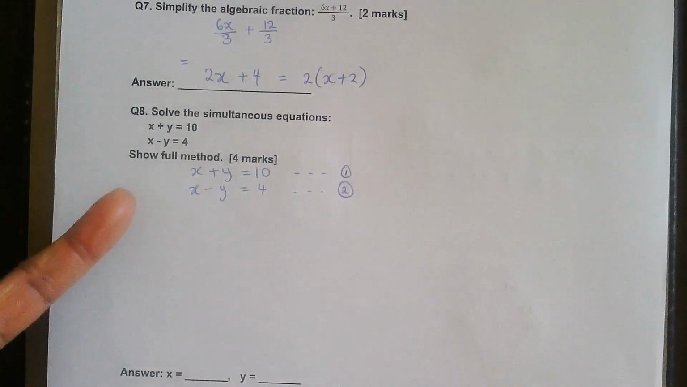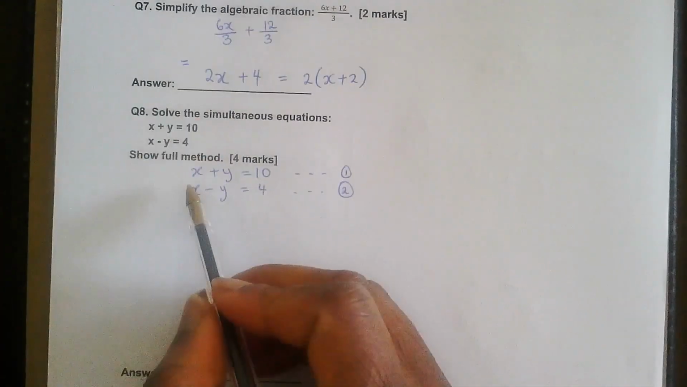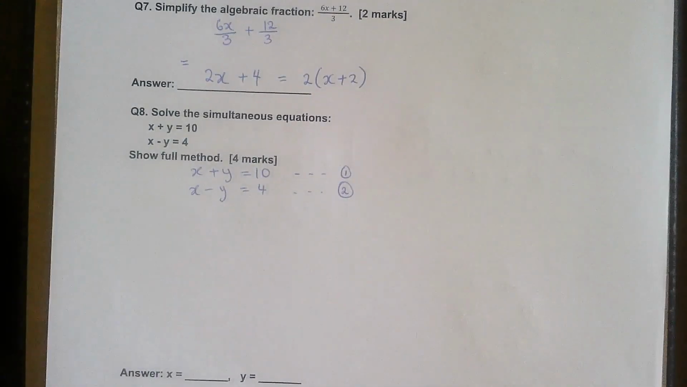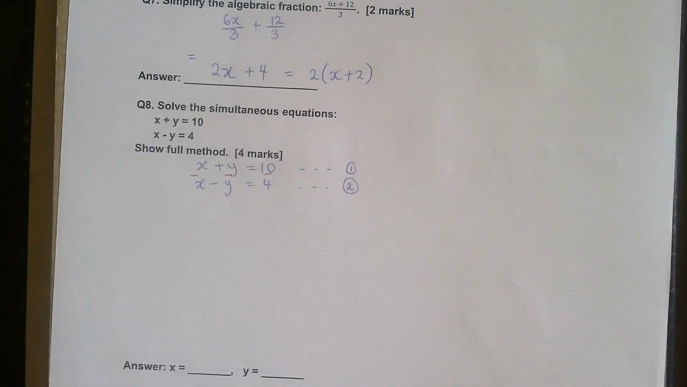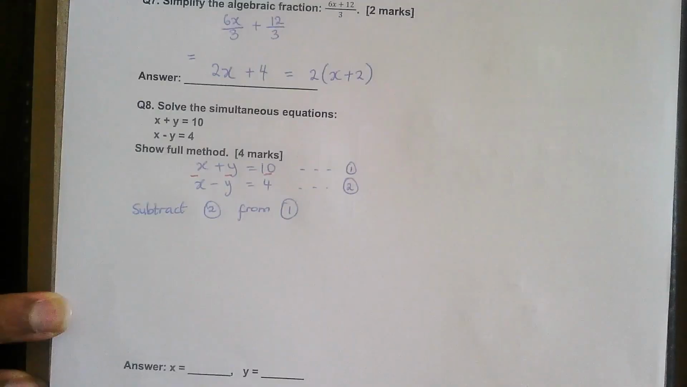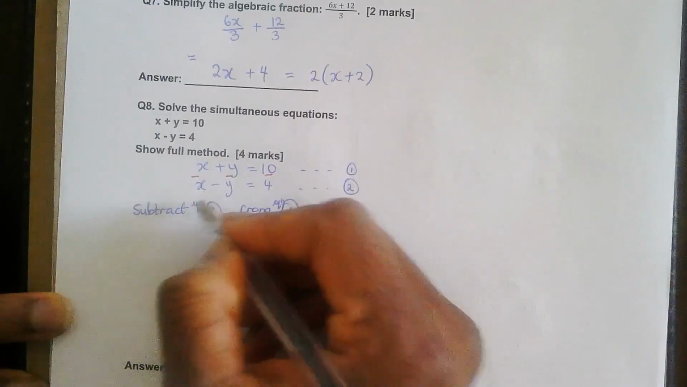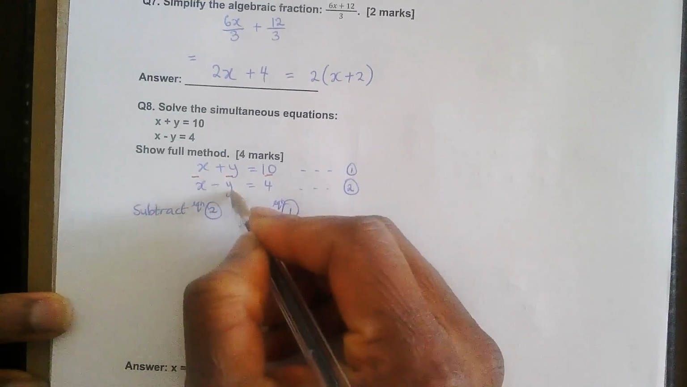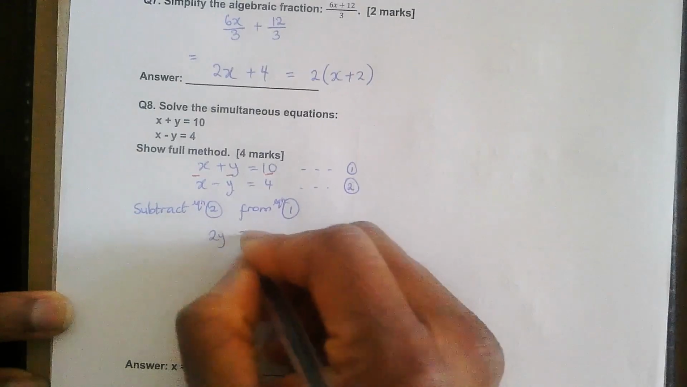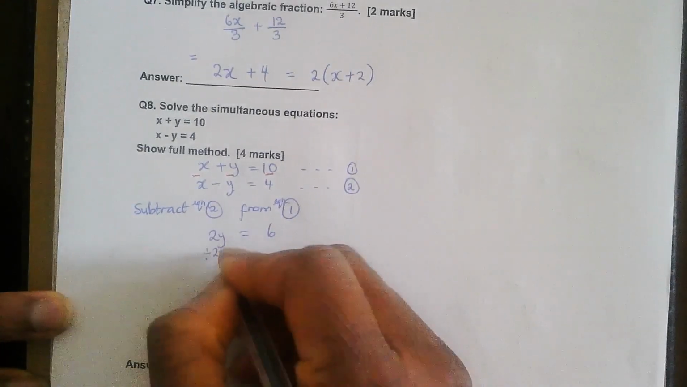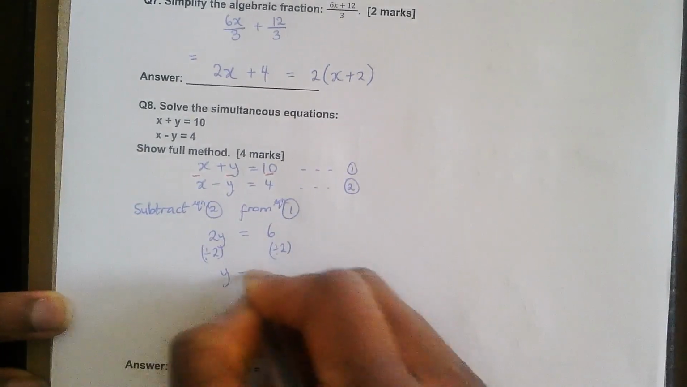So if we eliminate the x, we can find the y. To eliminate the x, we'll need to subtract. x minus x gives 0. So once we subtract that, we've got to subtract all through. Subtract 2 from equation 1. That is 0. y minus minus y is the same as y plus y, which is 2y. 10 minus 4 is 6. Now divide both sides by 2. You have y equals 3.